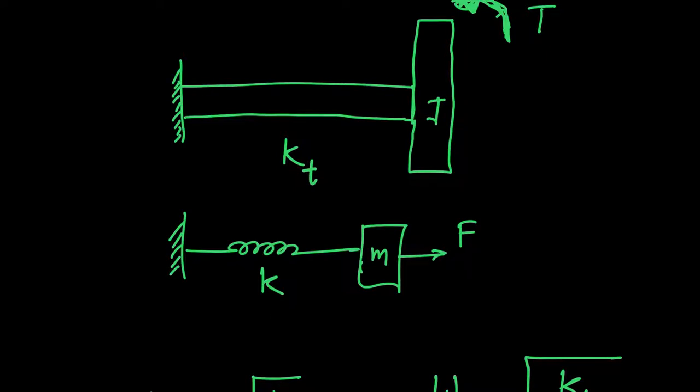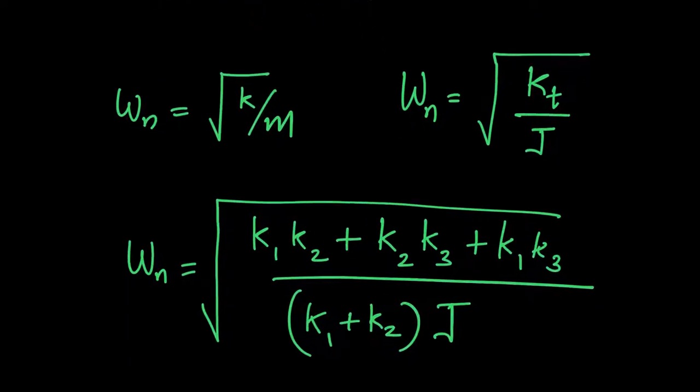Here in this case it is the stiffness against translation, but here in this case it is stiffness against torsion. So the natural frequency can be computed like this. Pretty straightforward. Square root of KT by J, where J is the polar moment of inertia and KT I have already evaluated. This is the final answer.